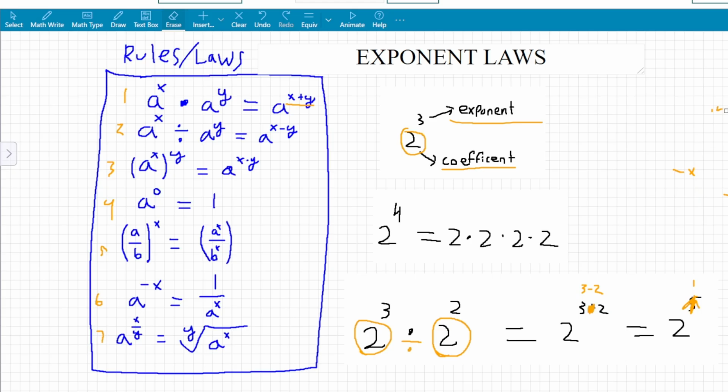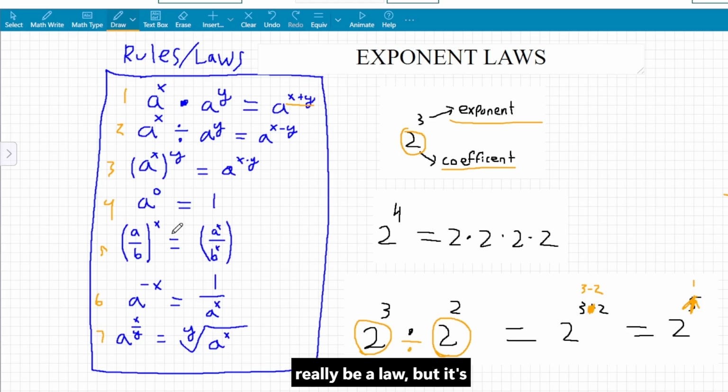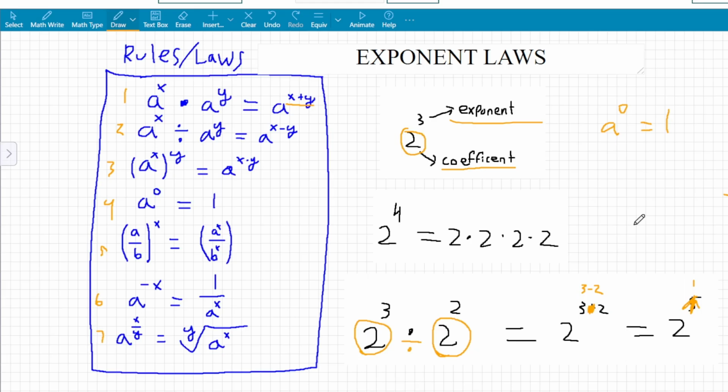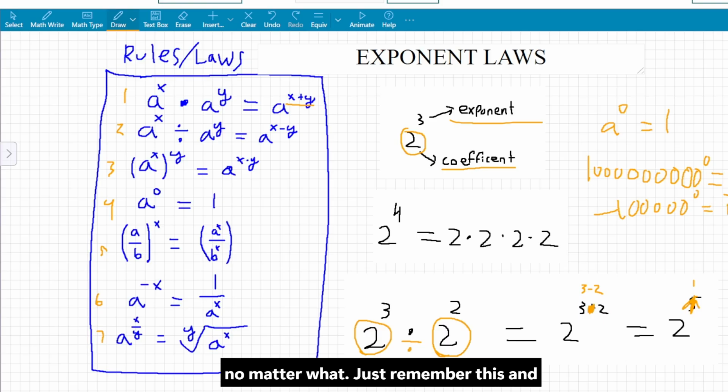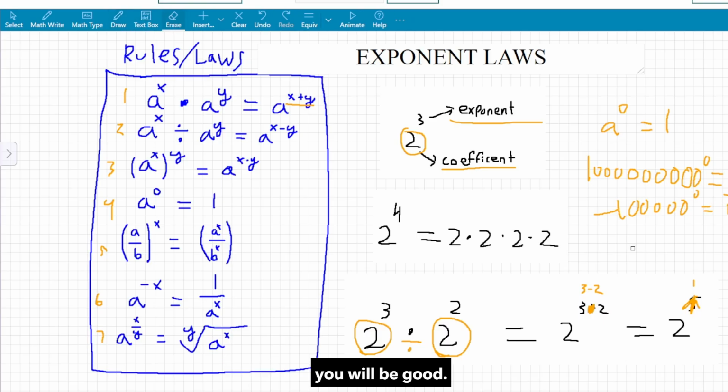Next, number 4. Yes, the one that shouldn't really be a law, but it's good to remember. Basically, this one states that anything to the power of 0 equals 1. So let's say we have a big number like whatever this is. Anything, this or negative a million or whatever, to the power of 0 will always give you 1, no matter what. Just remember this and you will be good.